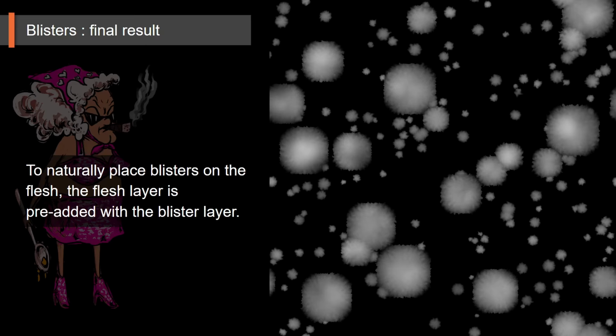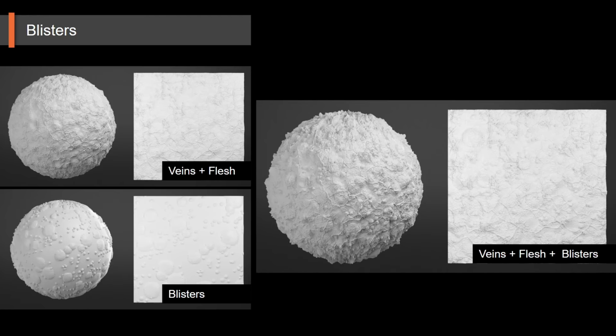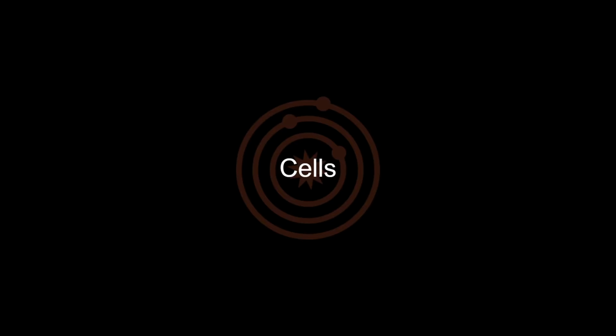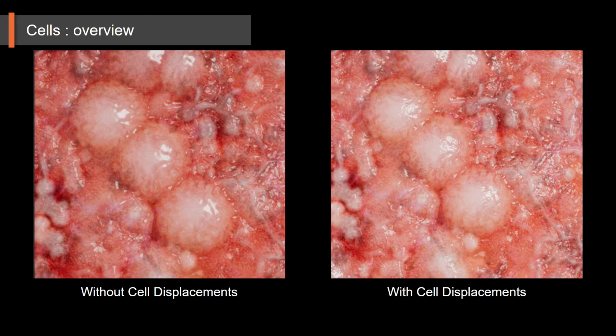And also, this blister layer will be added on the flash layer. So I pre-added the flash layer. If you look at the inside of each blister, there's a slight difference, and they will add more naturalness. And this is the result so far. And let's go to cells. This is extra detail. It's not real cells, but you will see what it means.